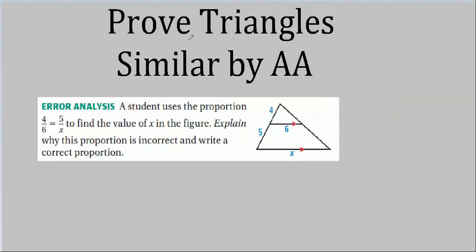Okay, here we have another one of those. The mailman made a mistake. What did he do wrong here? Well, we've created two similar triangles just by drawing a parallel line here. Here's this triangle, and then the big one here.